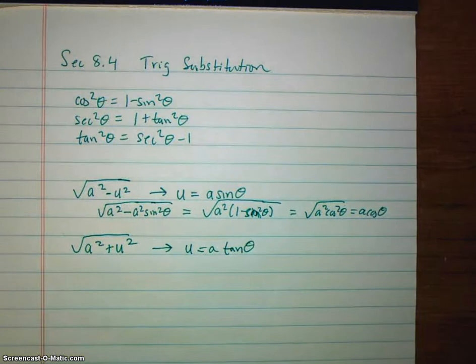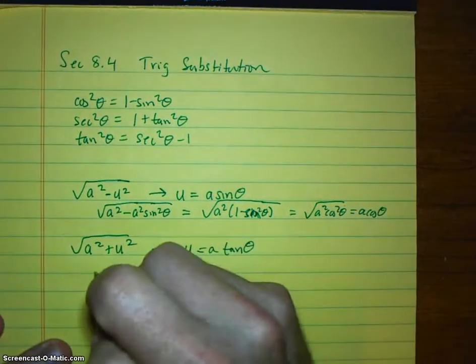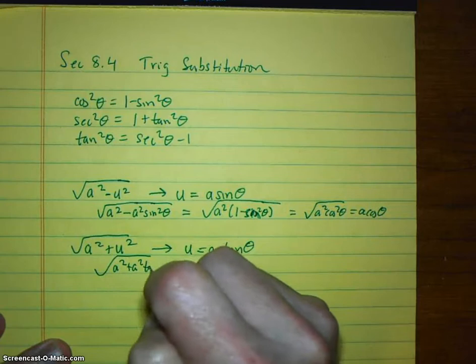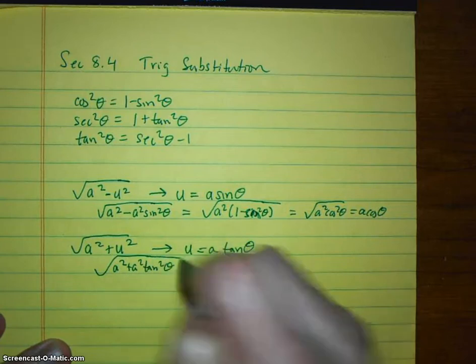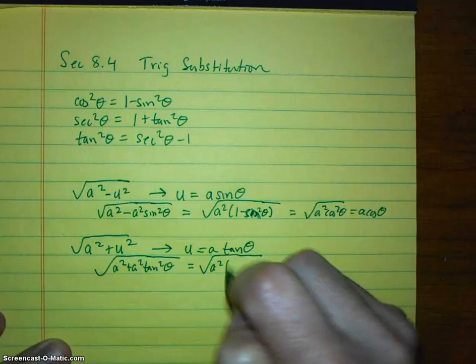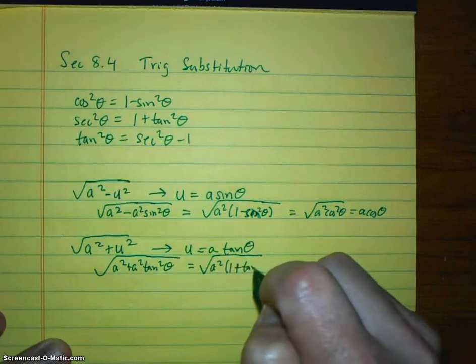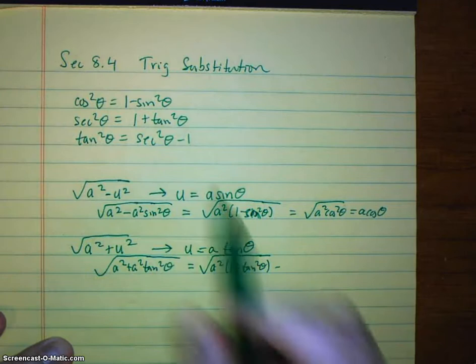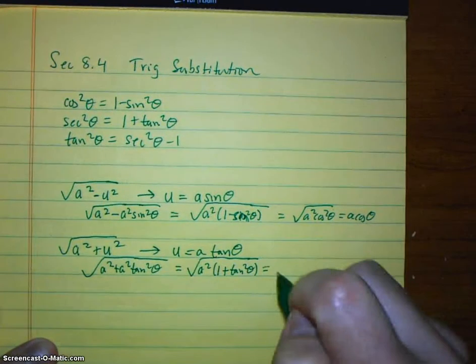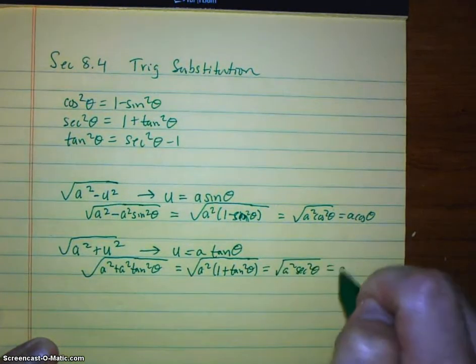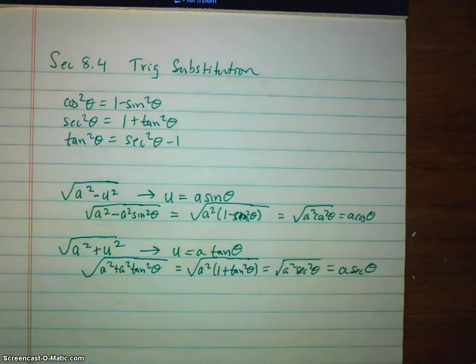And pretty much the exact same thing happens. Let's work this out. Square root of a squared plus a squared tangent squared theta. You factor the a squared out. That's a squared times 1 plus tangent squared theta. 1 plus tangent squared, that's secant squared. So this is square root of a squared secant squared theta, which is a secant theta.